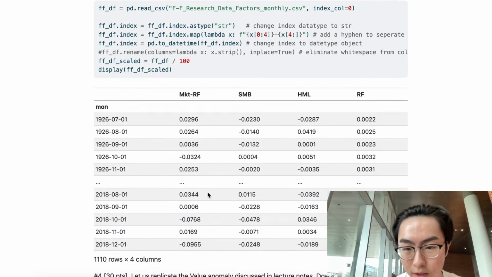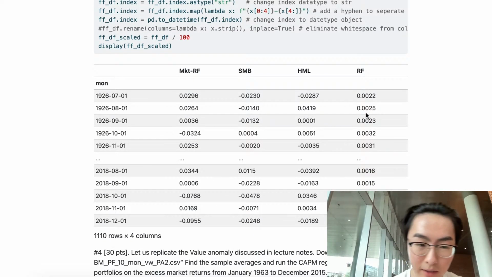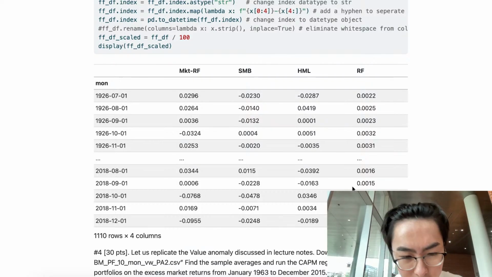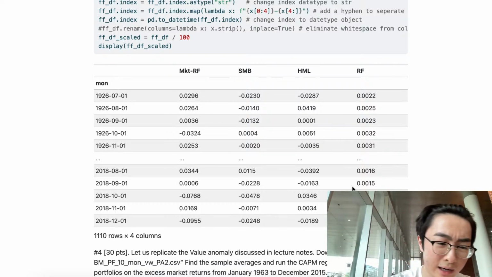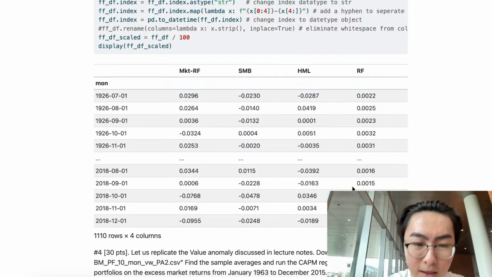Okay, here we go. So we have 2%. The risk-free rate is pretty low for these years. Makes sense, I think. 2018, this is post-financial crisis. I don't think the treasury yields were that high, close to 0. So that kind of makes sense.